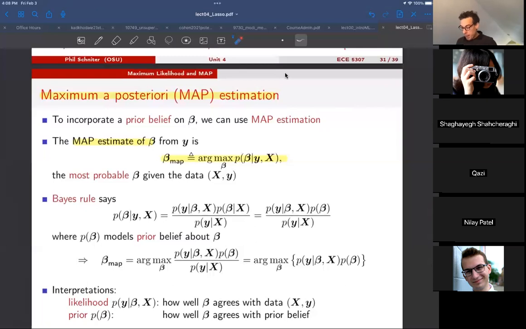Okay, but maybe that's possible. Maybe someone says, I happen to have a strong belief that my betas are Gaussian with mean zero and variance 0.1 or something. So I can combine that knowledge with the measurements Y and X that I've collected through this MAP procedure. That's what we're trying to do. And so we're just saying, what's the most probable beta given the data we've collected? Now, the thing is, we don't know this quantity directly. We just have to do some kind of juggling around to get this into a form that's usable.